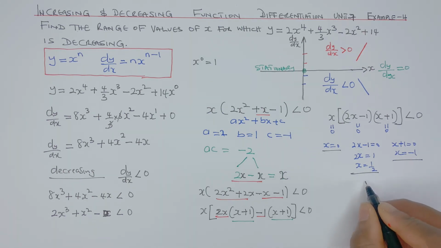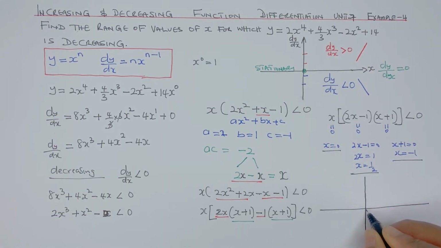So if I sketch the graph, we know x equals 0 here, so these are the points, x equals -1 and x equals a half. Because we're sketching a cubic curve, it's going to go through these 3 points. And because it's a positive cubic, it will start from the third quadrant. This is first, second, third. So it goes through that, comes here, and then it goes there.